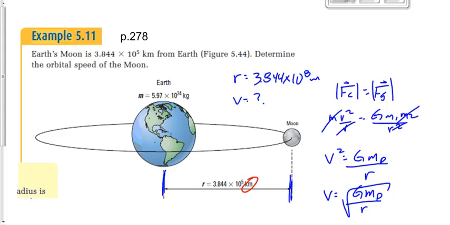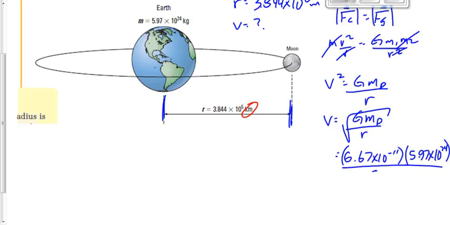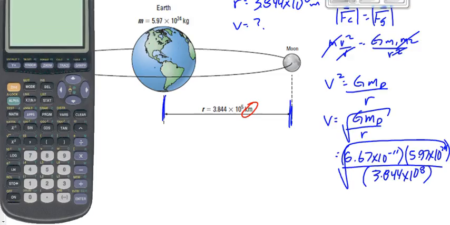All right. Let's see how fast the moon is really going around the Earth. I get 6.67 times 10 to the minus 11 times the mass of the producer, which is the mass of the Earth. It doesn't matter how heavy the moon is here. The mass of the moon cancels out. We're concerned with how heavy the Earth is, the producer. 5.97 times 10 to the 24, divided by that R, which is 3.844 times 10 to the 8 meters. Let's square root that. Let's pull out our calculators and do this together here.